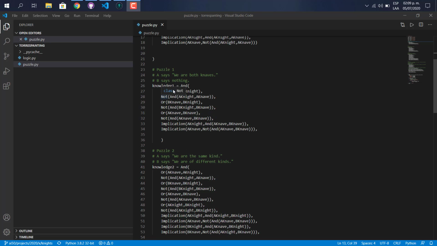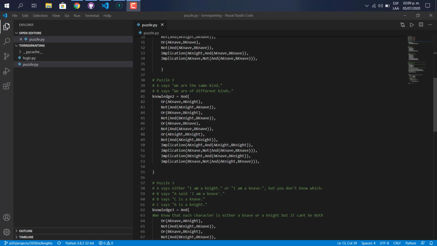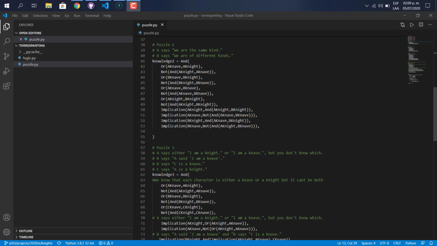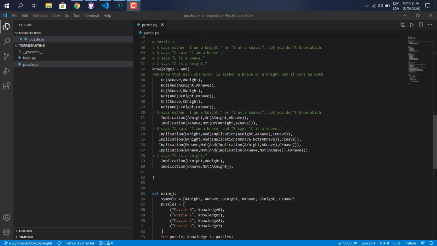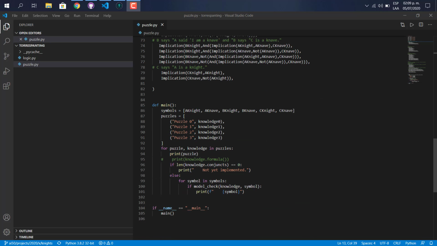And the second puzzle, taking both possibilities. Then we have here the sentences taking into account the person A and the person B. We can see that here, and also the second puzzle with both the players A and B, and the third puzzle with A, B, and C. We see here different possibilities I have taken into account. And here the logic running the different puzzles.